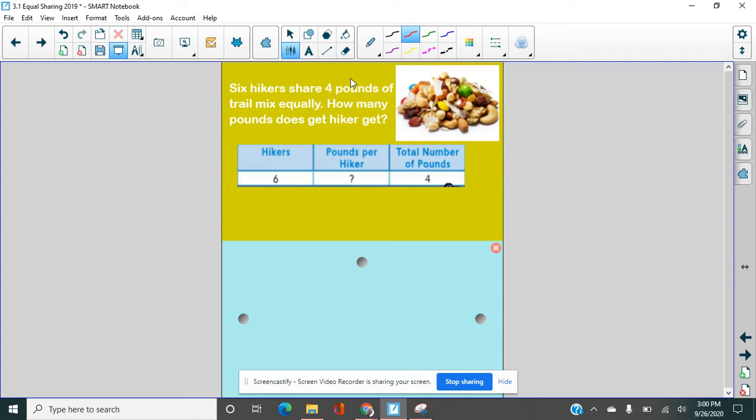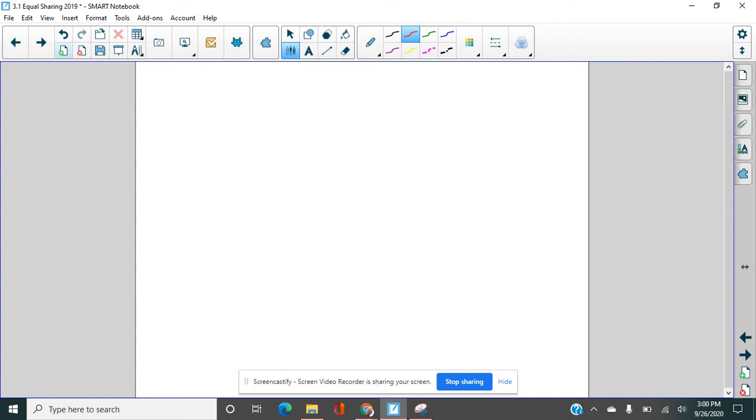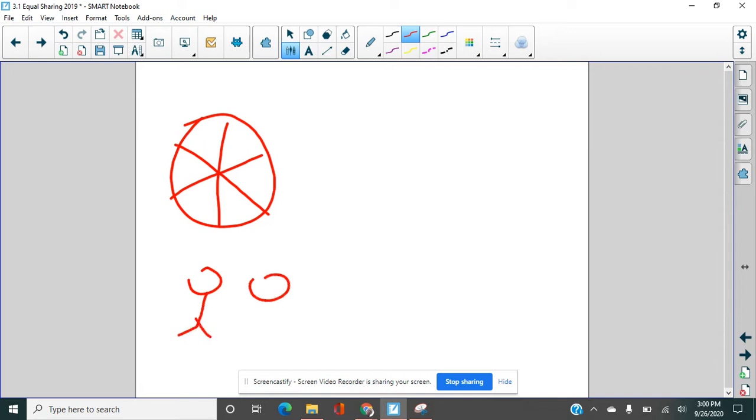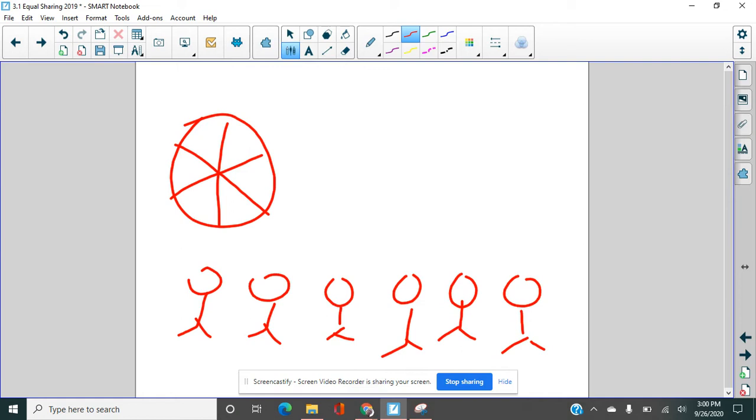Well, can each hiker have their own pizza? No, right? Because there's 6 hikers and there's 4 pizzas. So let's imagine that there was just one pizza and there were 6 hikers and they wanted to share it. What would they do? Well, they would divide it into 6 parts. Here, I'm going to draw my hikers down here. Here's my 6 hikers. Aren't they beautiful? And this hiker's name is A, and B, C, D, and so on. So if these 6 hikers had one pizza, they would divide it up like this. And A here, he would eat this one.